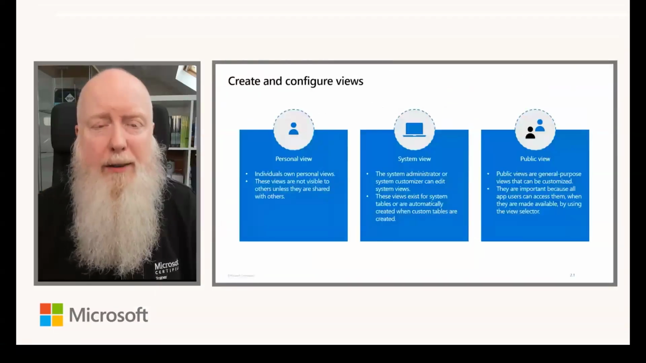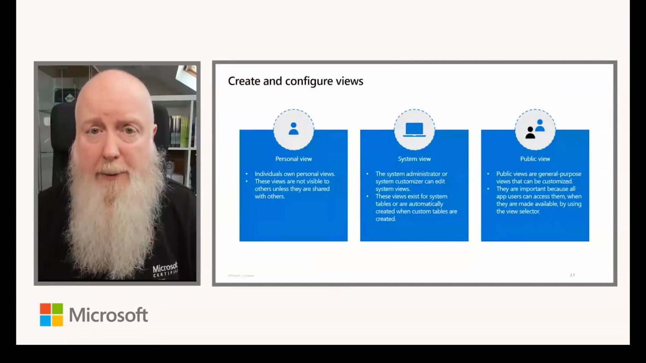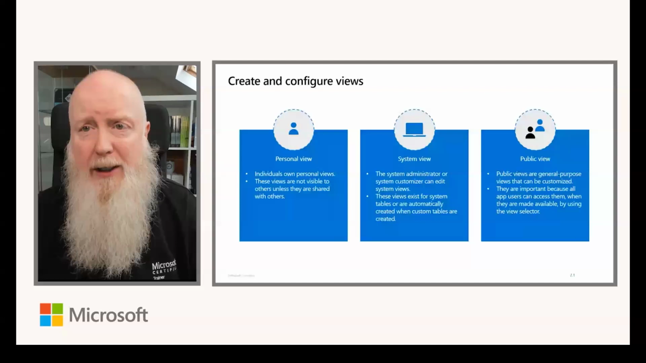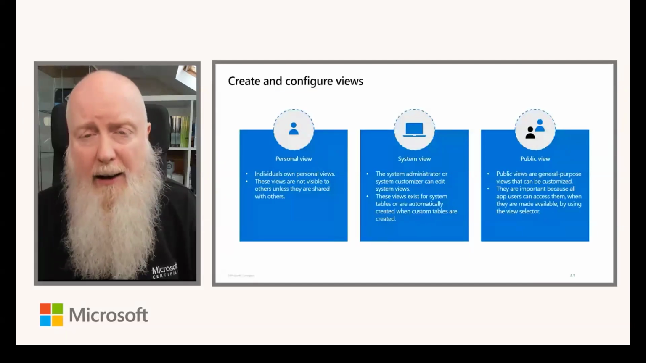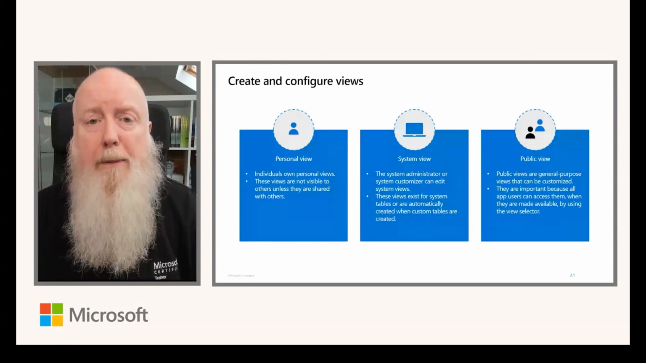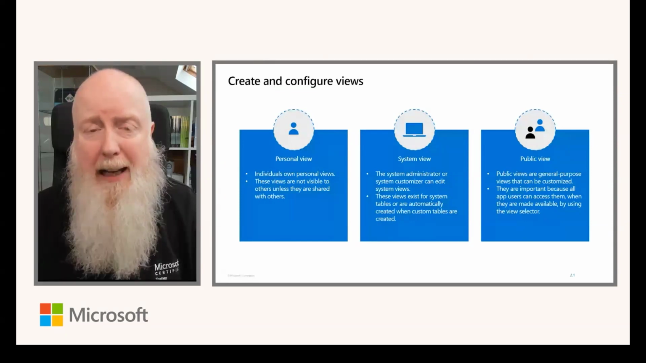Views are essentially queries on our database tables. They display a list of records from our table. And there's a number of different types of view. There are personal views that a user can create in their own app. And if they want, they can share them with other people. There are system views. There's a number of out-of-the-box views which are used in different places, such as the lookup, in searching for records, or in the associated view.